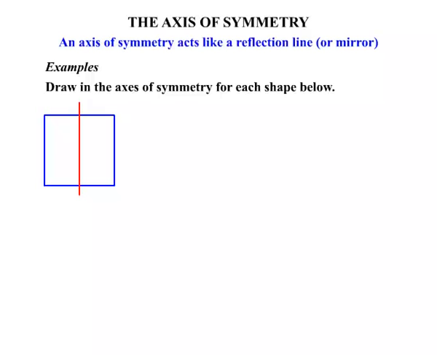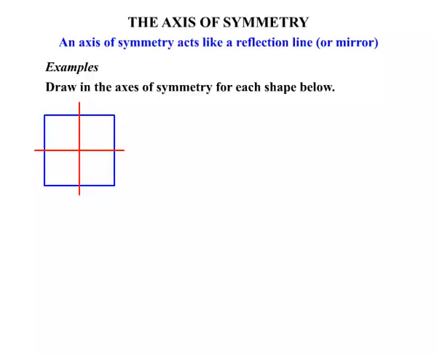Now, if we folded, pretend it was a piece of paper, if we folded this square right down the middle there and thought about the left side and the right side and folded it over, folded it across that line, we would find that it would fold exactly on top of the other side. Hence, that's an axis of symmetry, that line drawn.